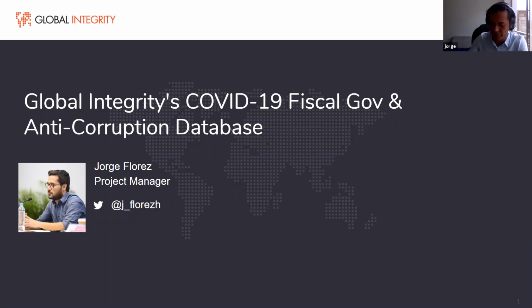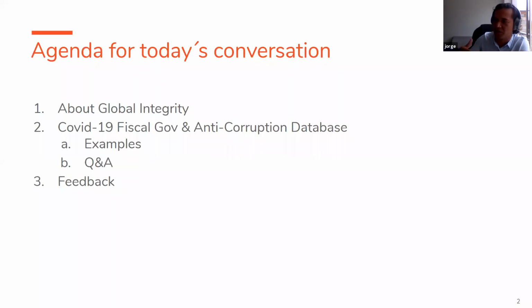Cool. So basically, we're going to talk today about Global Integrity's COVID-19 Fiscal Governance and Anti-Corruption Database. We developed this tool based on several things, but before we get to that, I'm going to do a brief explanation about Global Integrity and the work that we do, then talk about the database, where it came from and what it is, run through some examples on how to use it, and then have some conversation with you about things that you would like to look in the database so we can try to look for some things and see what we find. And then we would like to hear your feedback and use your feedback to keep improving the database.